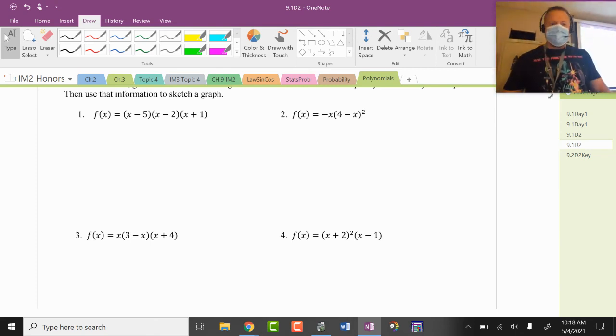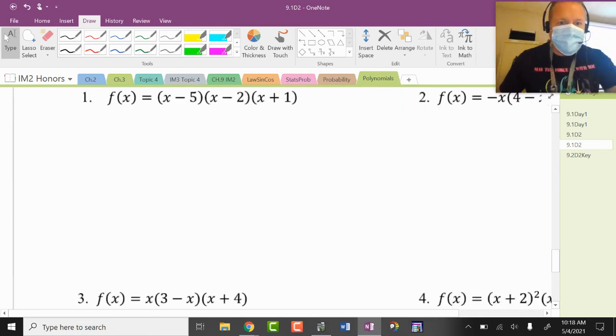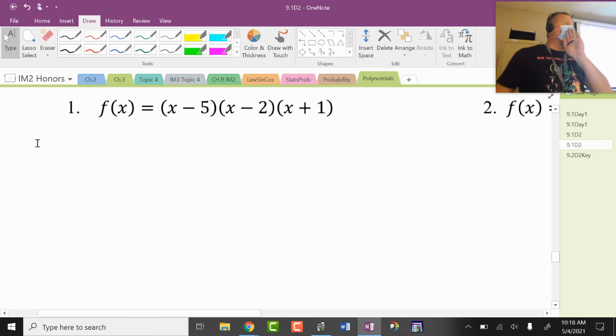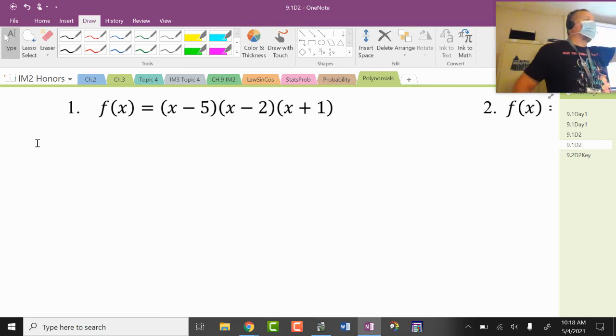Okay, you guys at home. The whole point of this one is you want to get this picture based off of the factors, turning them into x-intercepts, assessing if there's any multiplicities. They do ask you to do the limits too, right? Do you see that? Limits for end behavior and y-intercept.